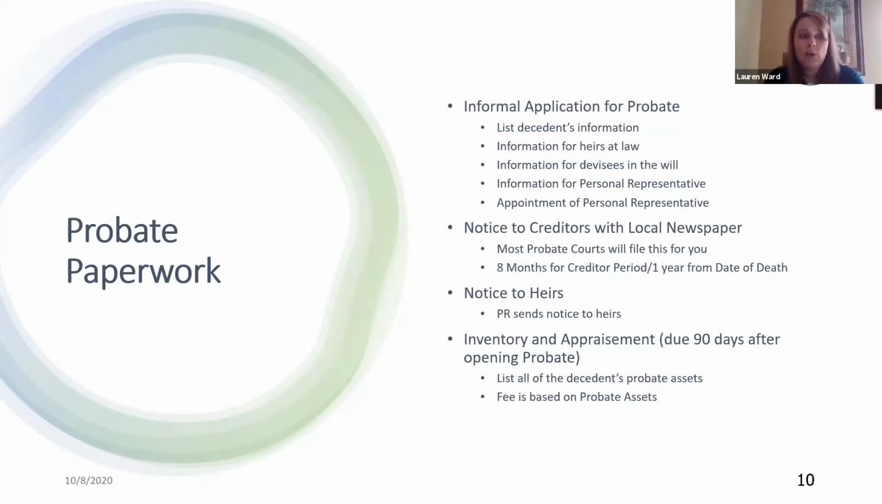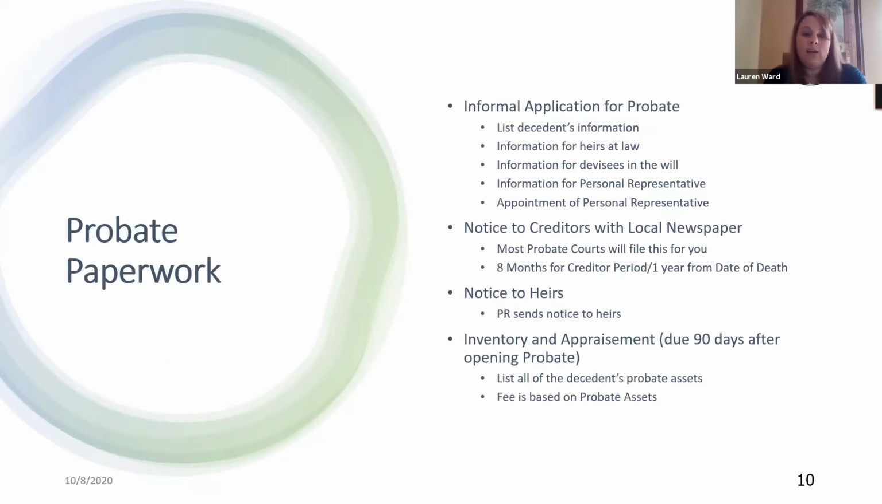When you go in and open probate, we then have to do a notice to creditors with the local newspaper in that county. Typically, most courts will file this for you. I know Spartanburg will file it for you. You just pay the fee to them. Union County will as well. I'm thinking Greenville does, but I'm not 100% sure on that.